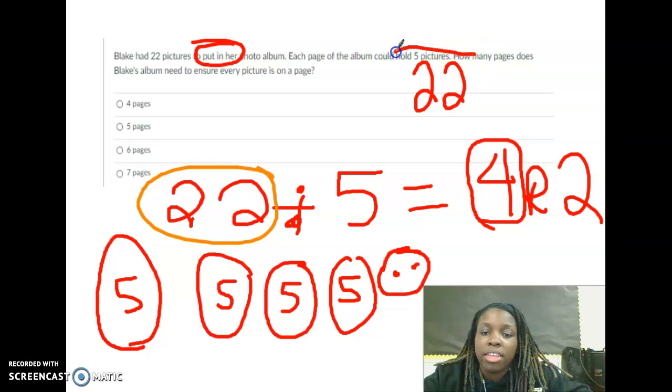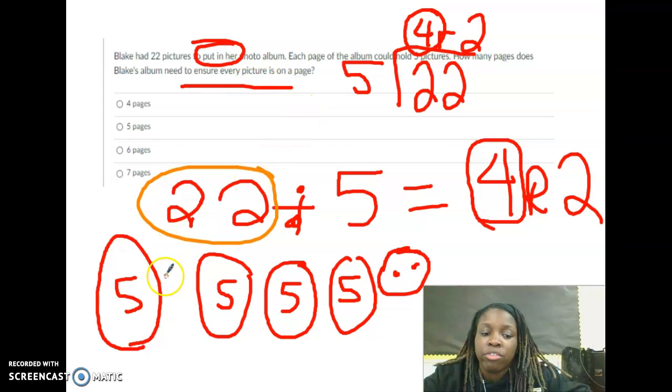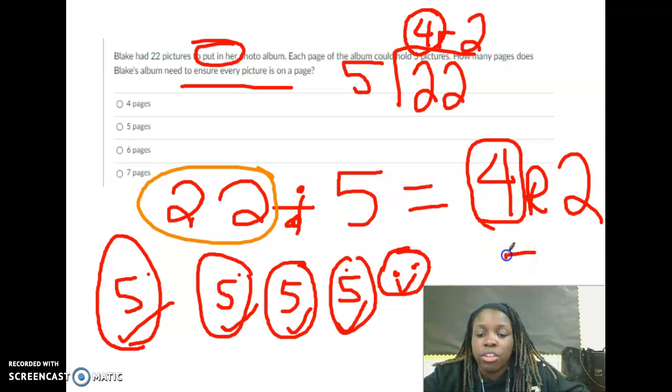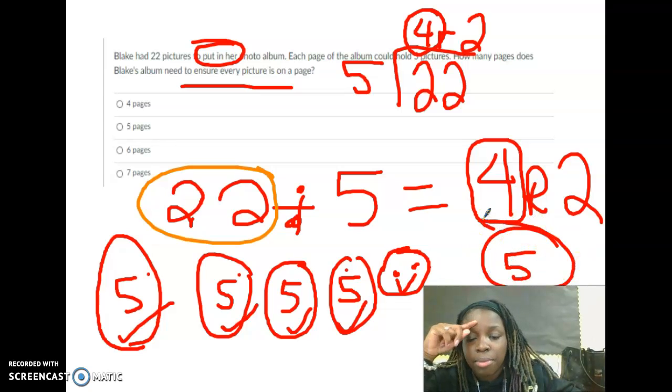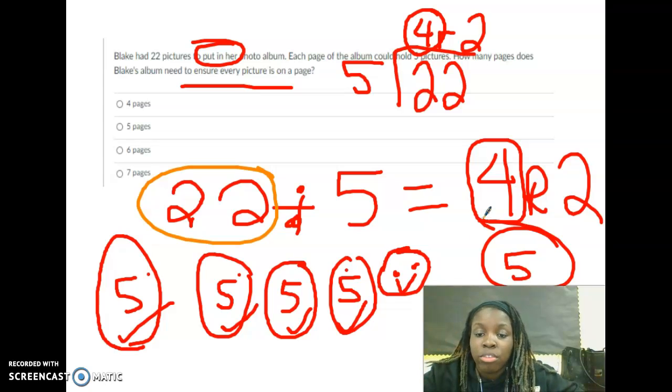So if it's 4 remainder 2, I know my quotient is 4. My remainder is 2. However, I know that I want to make sure every picture's on the page. So how many pages should there be? 1, 2, 3, 4, 5 pages. So that means I'm adding 1. So instead of 4, there's 5. Now this is where you guys get mixed up. You don't add the remainder, you just add 1. So I'm adding 1 to my answer. So my answer will be 5. So for number 1, you should have 5.